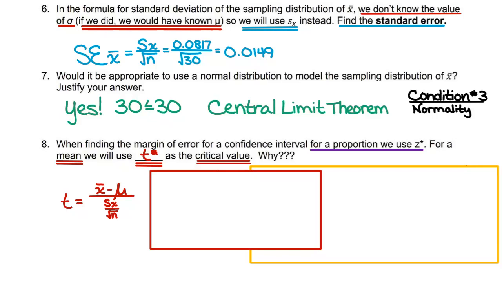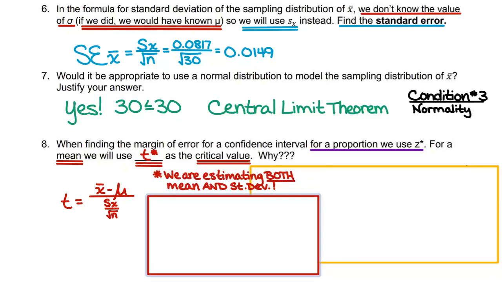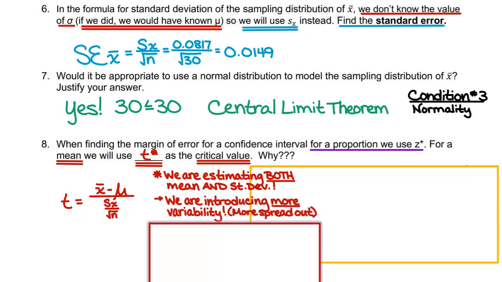So big question, why can't we just use z? The reason that we can't just keep using z is that we're estimating both the mean and the standard deviation. I don't know what the population mean is. I do know what my sample mean is. We're using that as an estimator for the population. But I also don't know the standard deviation of the population, so I'm having to estimate that also. We're introducing more variability because we're estimating not just one thing, but two things now.